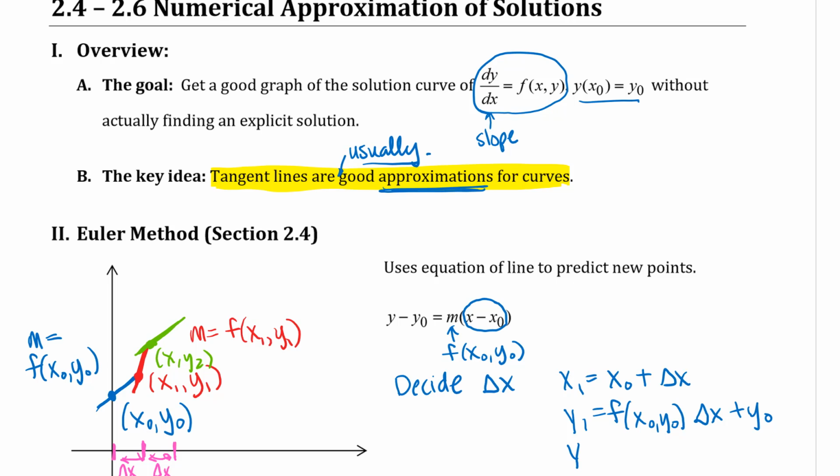So your y2 then would be f of x1, y1 times delta x, plus the prior y-coordinate. So each time you're just reusing that prior x, y coordinate to get a new slope and to get a new y-coordinate. And your new x-coordinates will just be based on your prior x value plus delta x.